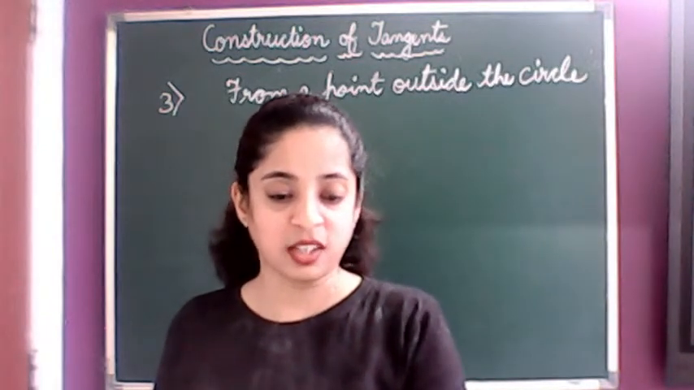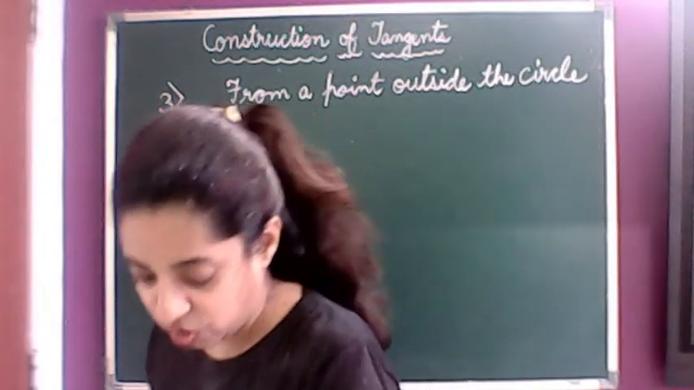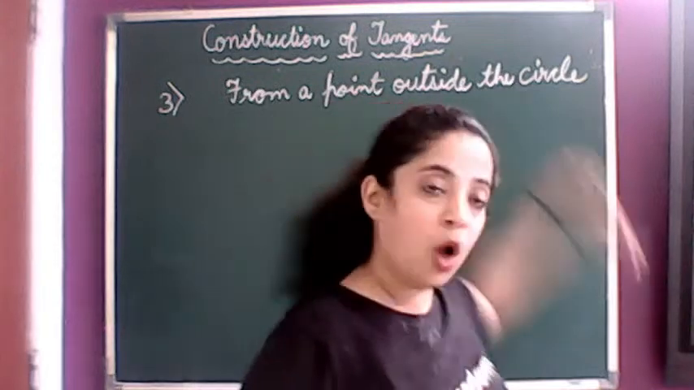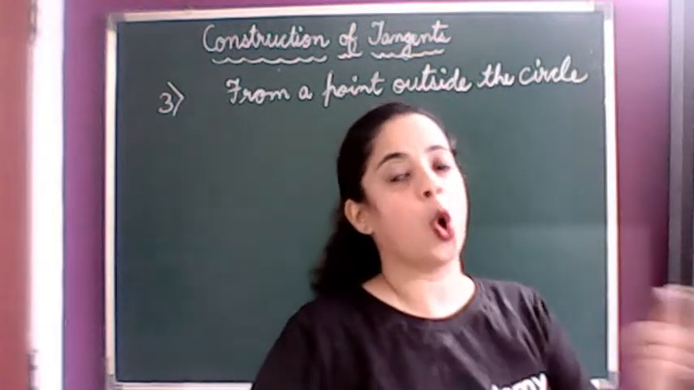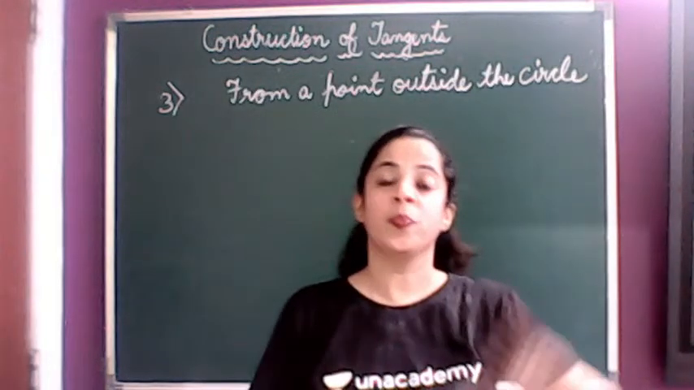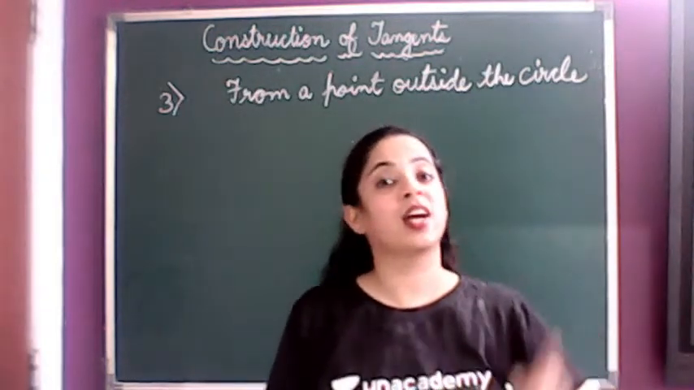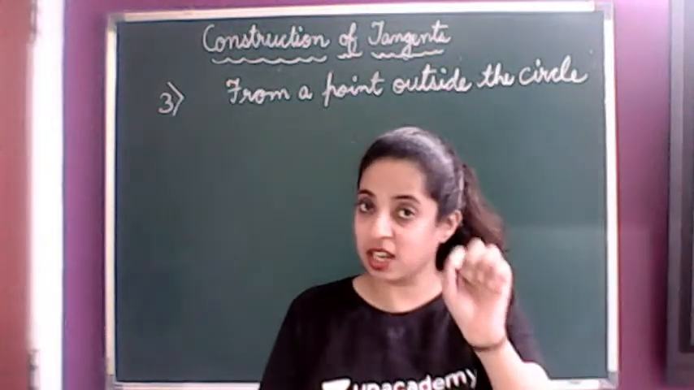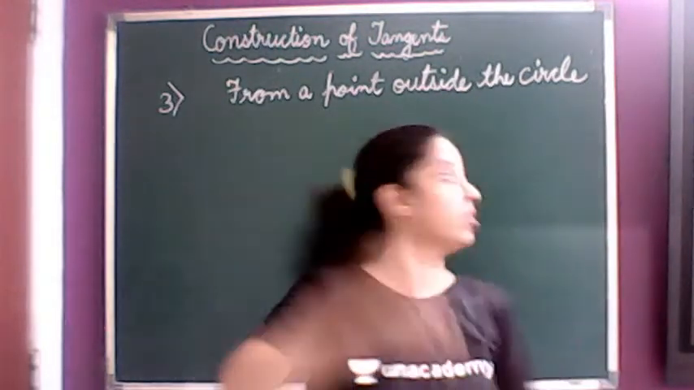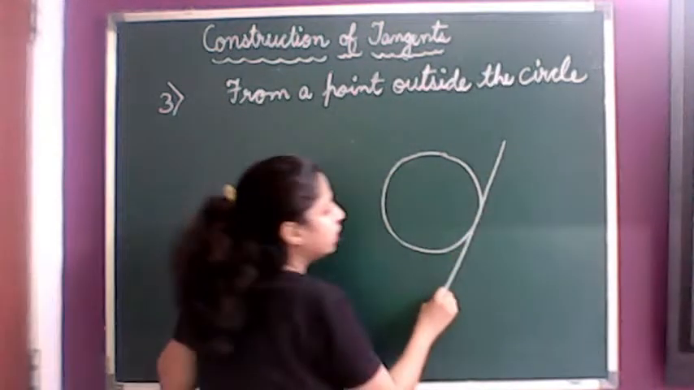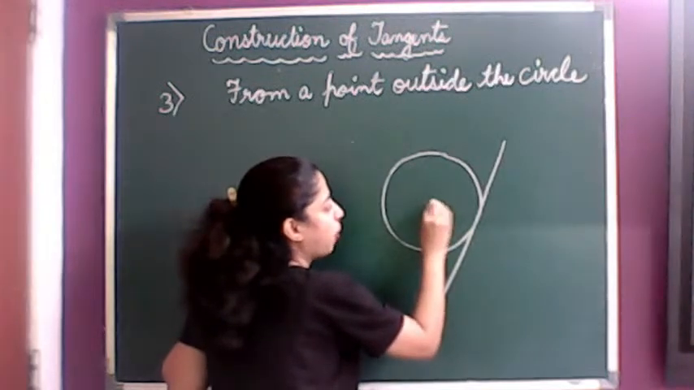Guys, this was our third construction of a tangent from a point outside the circle. Let me draw it once again and then we will revise all the 3. So what all 3 did we do today? Today we drew tangent to a circle by using the center of the circle. Second, see, what was the first one? We drew a tangent to the circle by using this point.